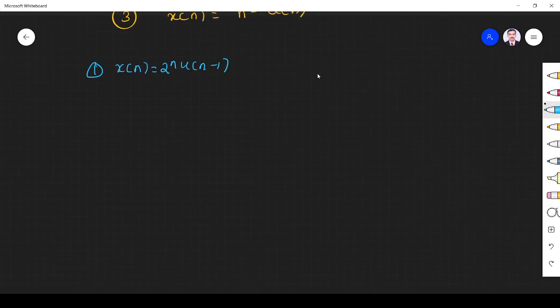Okay, so how to solve this problem? I know the Z transform of u of n only, but I don't know about u of n minus 1 and all. So I use the basics. Let me assume y of n is equal to u of n. This implies y of z is equal to z by z minus 1, because we know the Z transform of u of n is z by z minus 1.